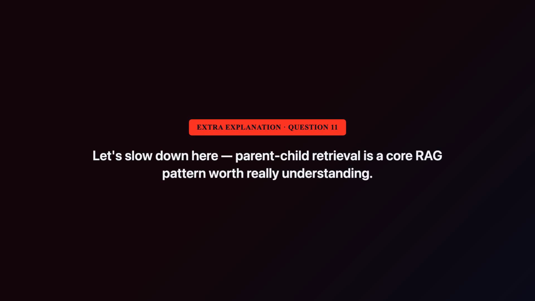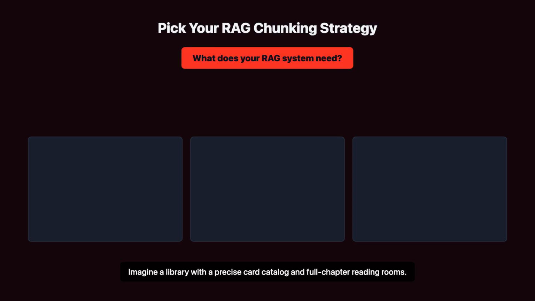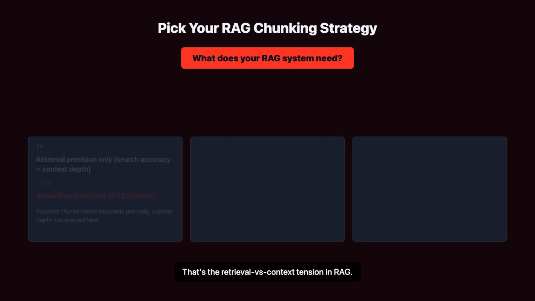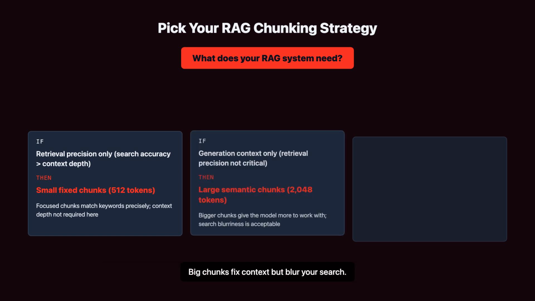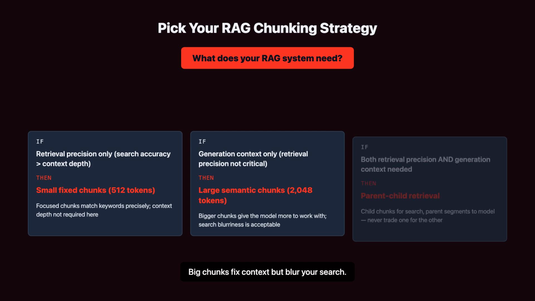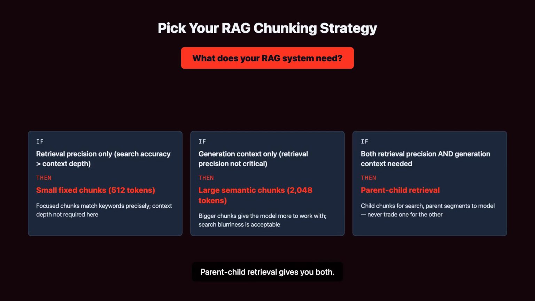Let's slow down here. Parent-child retrieval is a core RAG pattern worth really understanding. Imagine a library with a precise card catalog and full chapter reading rooms. That's the retrieval versus context tension in RAG. Small chunks, say 512 tokens, nail keyword matching, focused and specific. But hand that tiny snippet to your language model and it lacks context for a full answer. Big chunks fix context but blur your search. Parent-child retrieval gives you both.